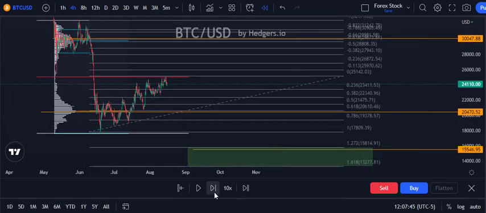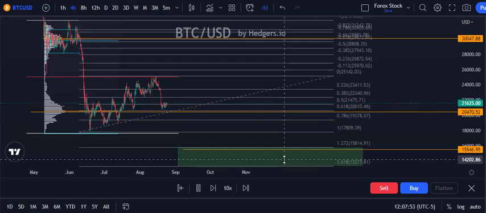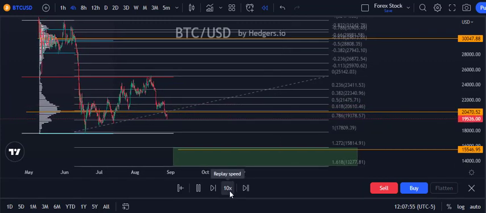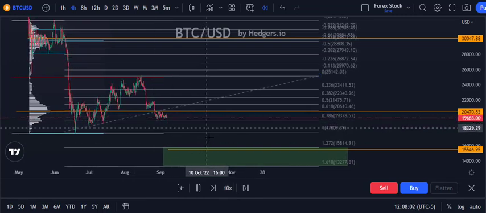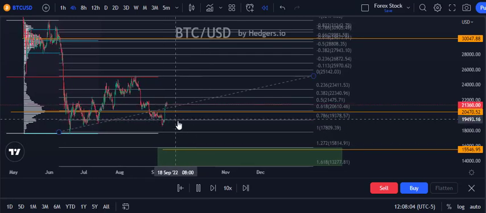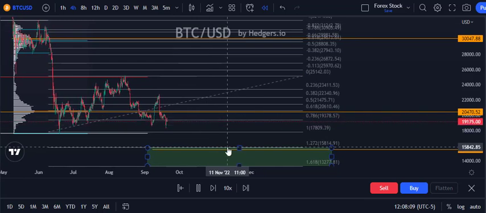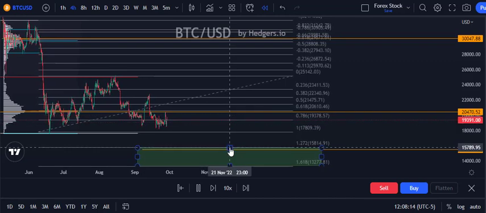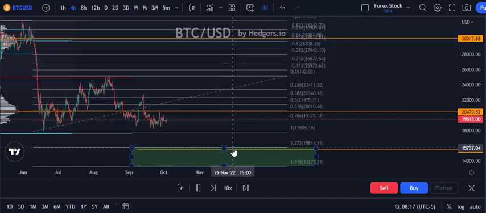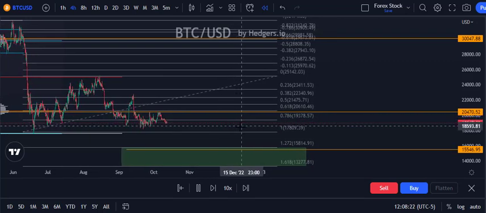And in my opinion, it respected some of the levels. 0.786 has been giving some scalp trades here. Rejected, then moved back up. Continuation to the downside is happening here. Then we will see a big move to the upside.